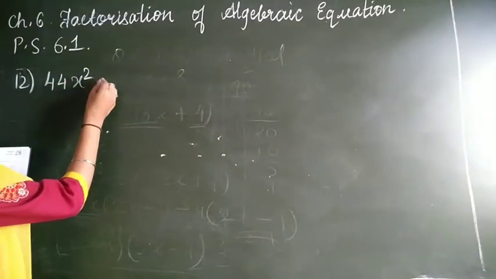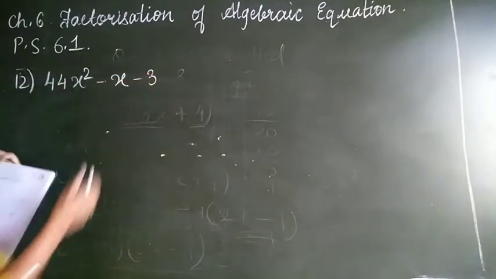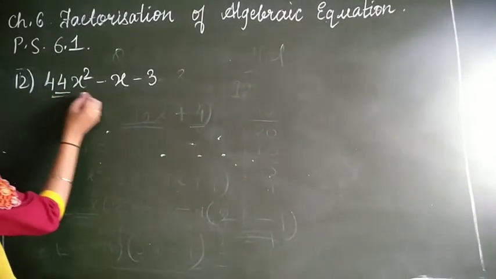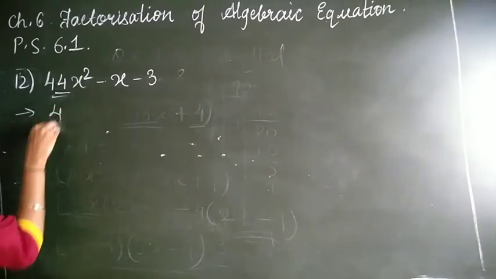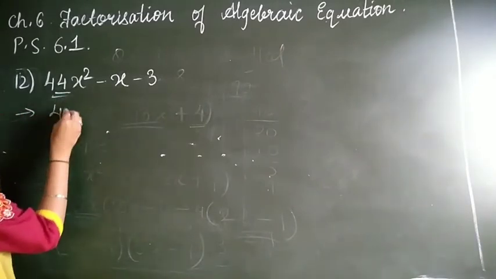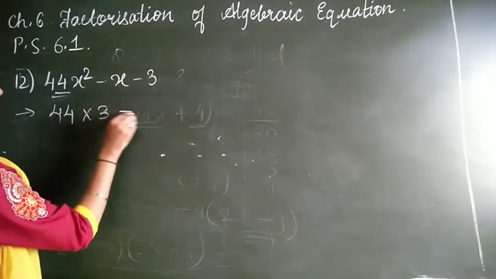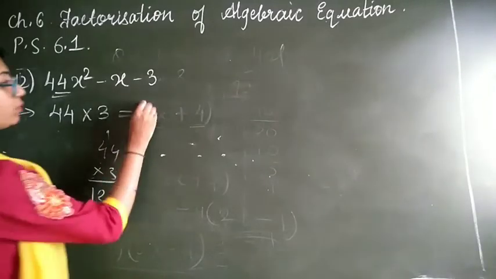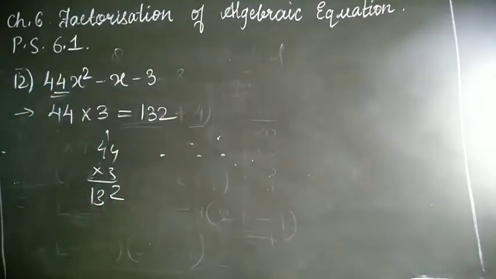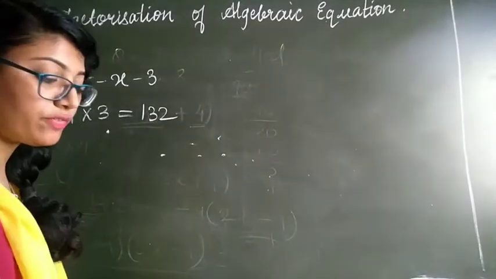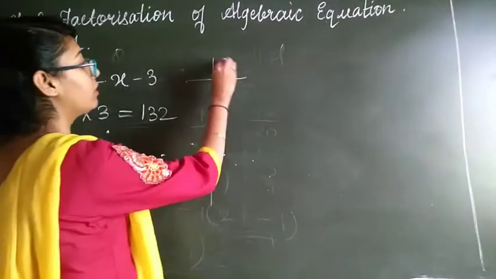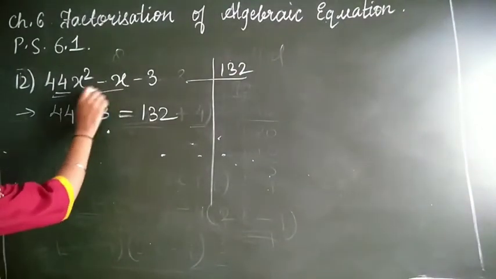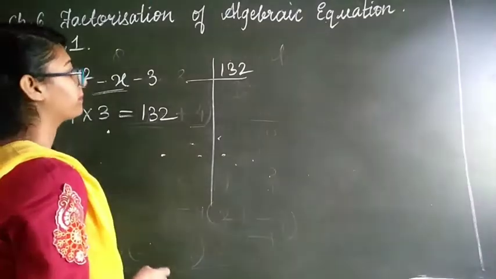Next, 44x square minus x minus 3. Okay, so what we do? 44, the very first term and last term we have to multiply. 44 into 3 will be what? 12, 13, 132. So we have to find the factors of 132, whose middle term should be minus 1.